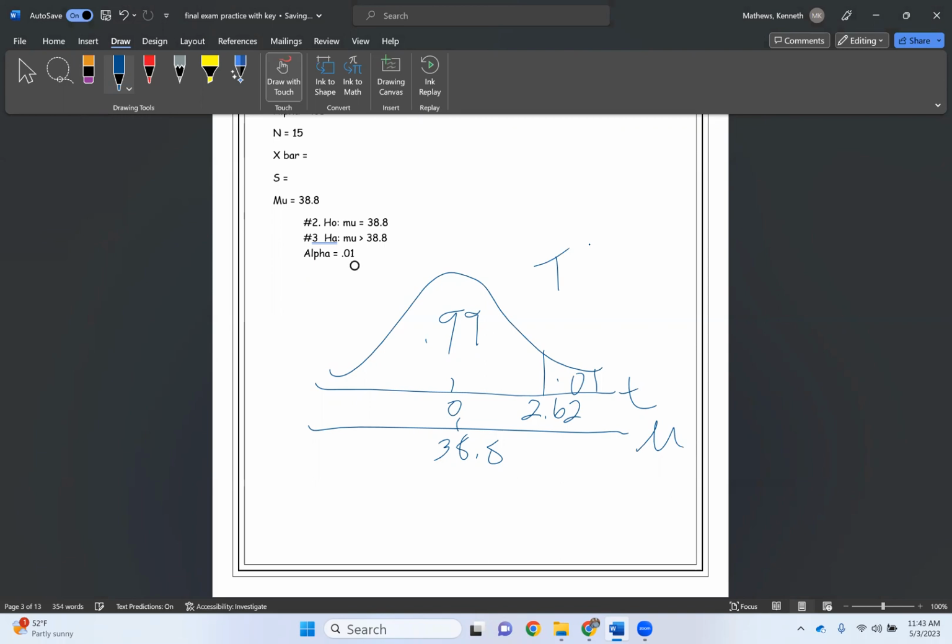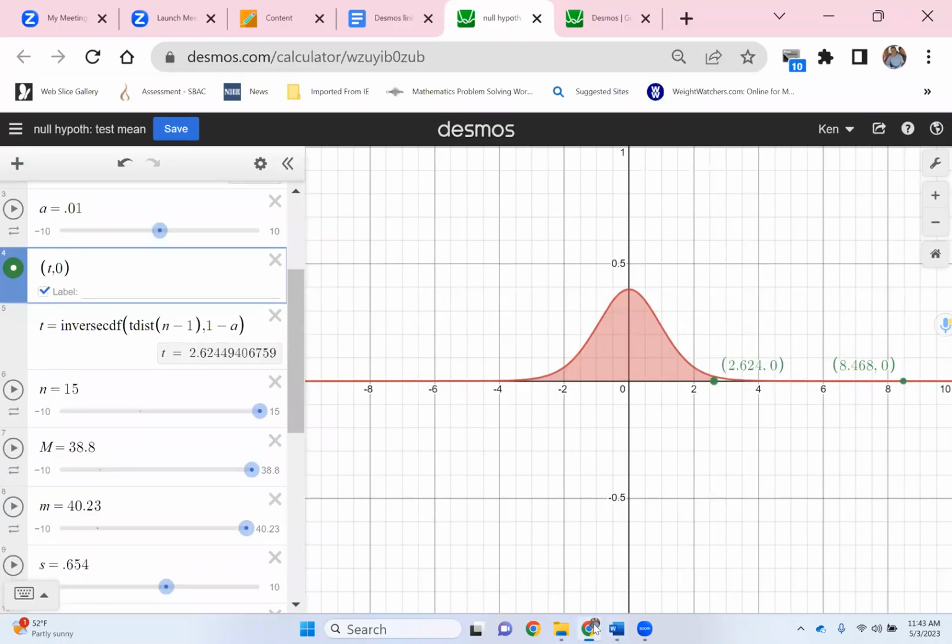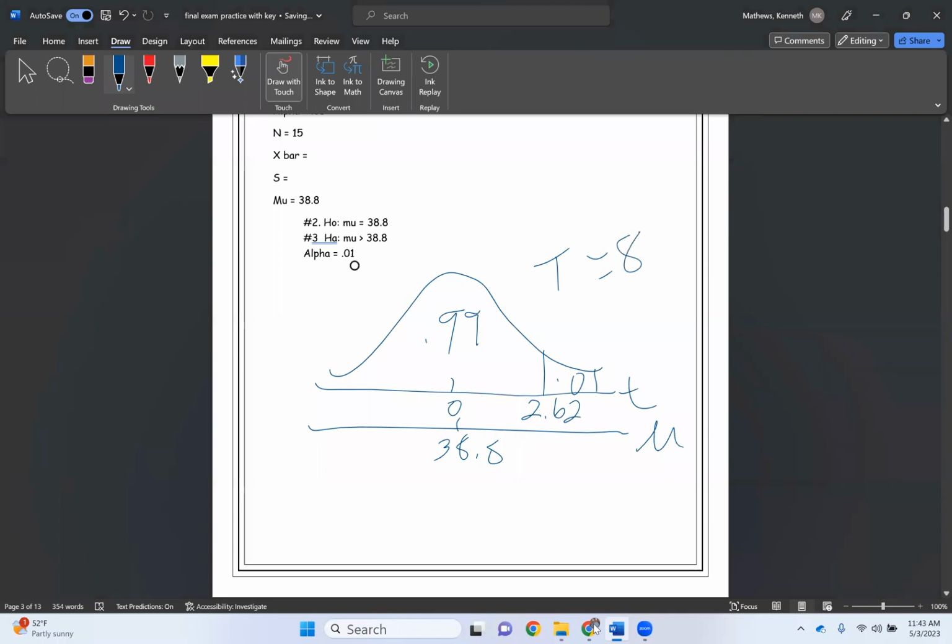And our big T is equal to 8.5. All right. So this was number 4. All right. And over here we have 5 and 6.